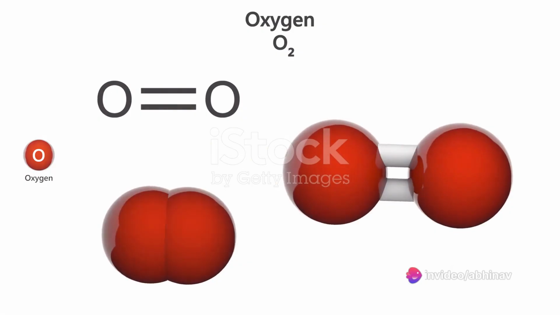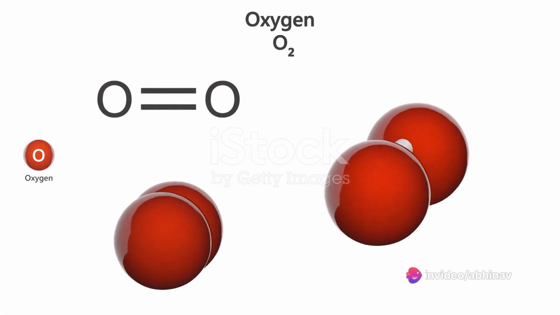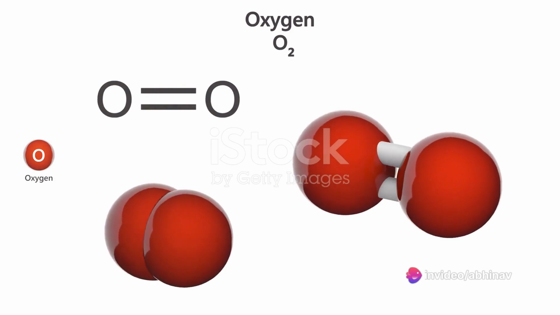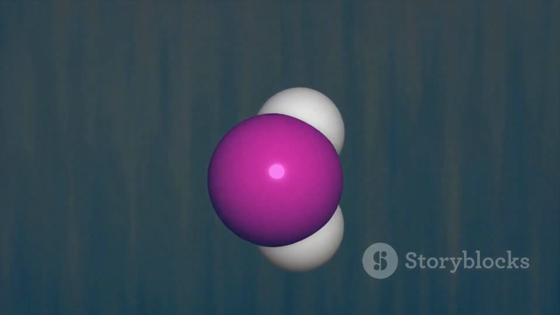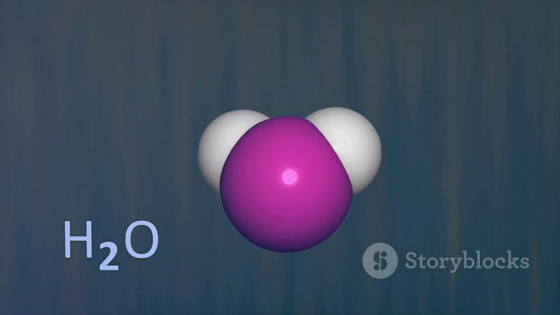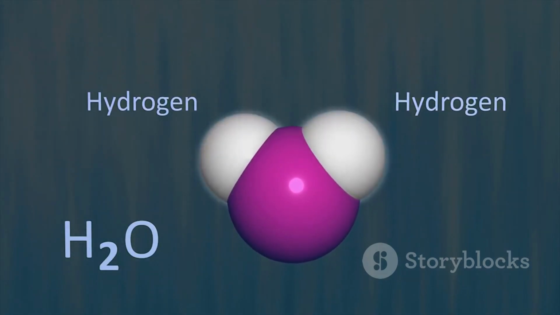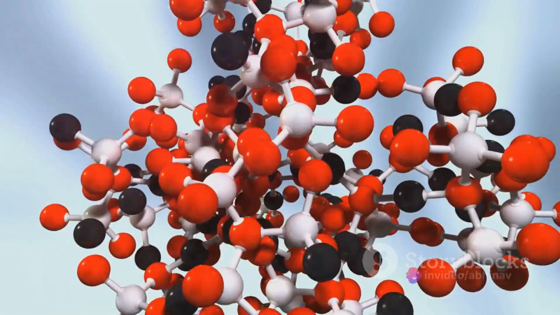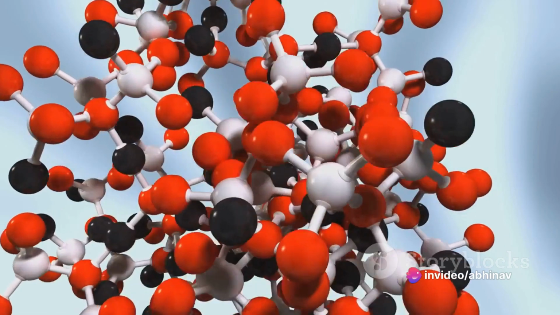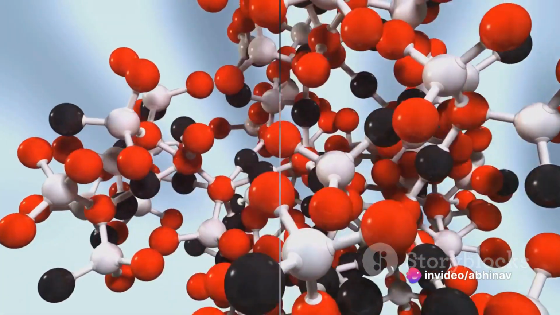A single oxygen atom consists of 8 protons, usually 8 neutrons, and 8 electrons. It is a neutral particle. Now, an oxygen molecule consists of 2 oxygen atoms that are chemically bonded together. Each oxygen atom shares electrons with the other, resulting in a stable molecule with the molecular formula O2.